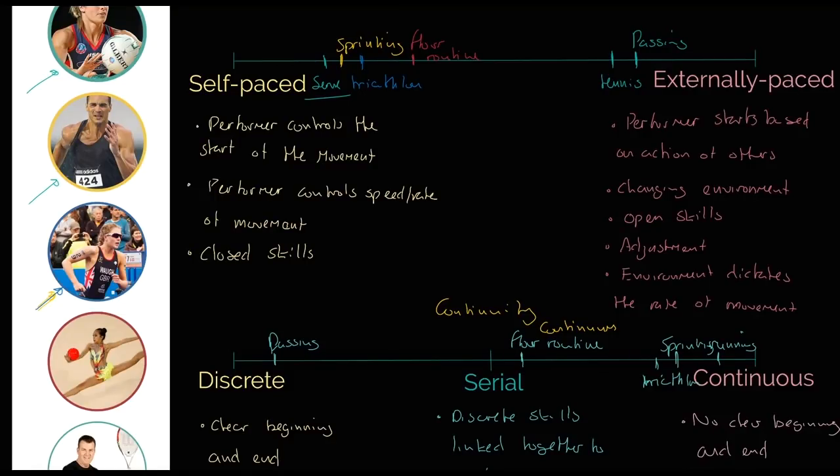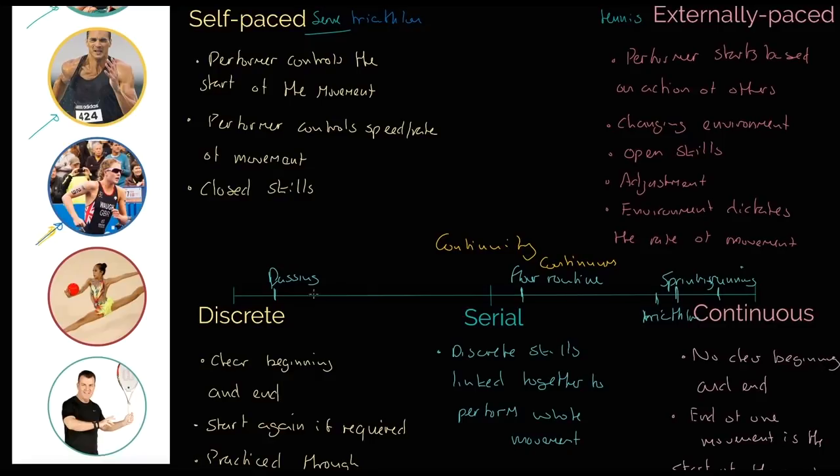And tennis is a really interesting one. It depends. If we were to take the tennis serve, we would say it was a discrete skill on its own. But if we were to take something like a tennis rally, it becomes a serial skill, but it involves the running that is kind of continuous.